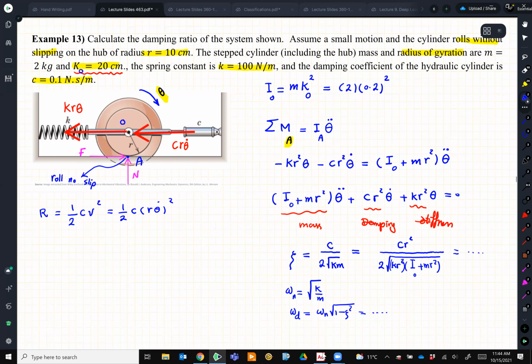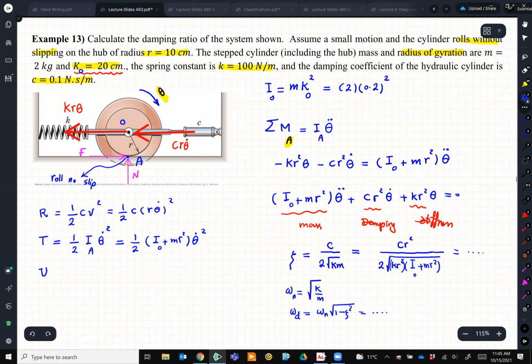Then what else do you need to find out? You need to know the kinetic energy, T, for a system that is rotating. Again, if you remember, half of I_A theta dot squared, right? Which you already know what is I_A. I_A is I_O plus M R squared.